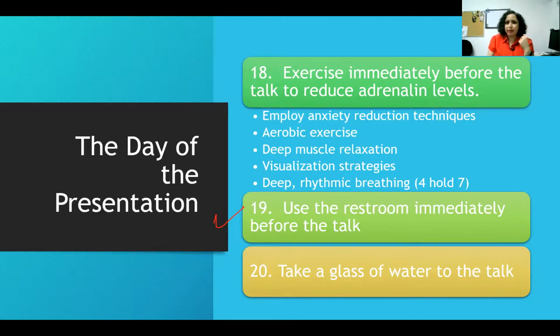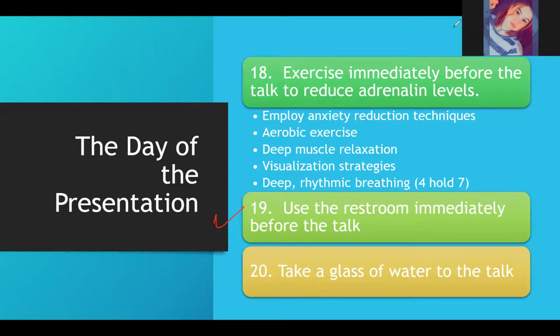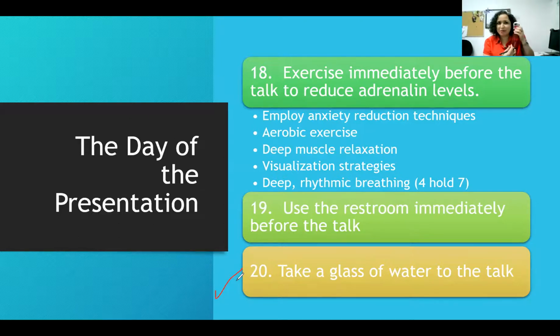Number 20. Thank you, Emma. Take a glass of water to the talk. You see what I did? I keep reading and I'm talking to my audience. Take a glass of water to the talk.